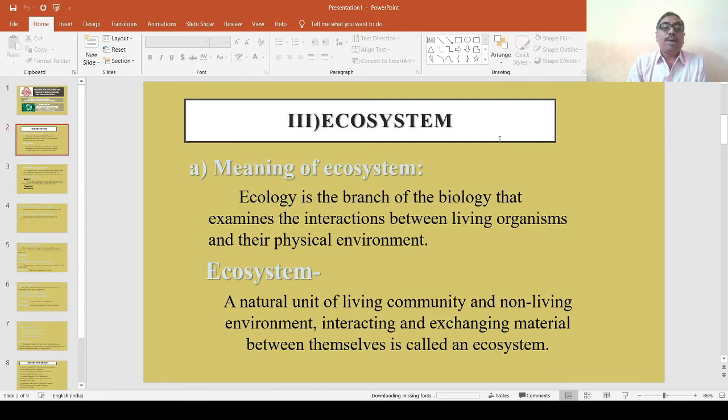The meaning of ecosystem is: ecology is the branch of biology that examines the interaction between living organisms and their physical environment. Then, the meaning of ecosystem is a natural unit of living community and a non-living environment interacting and exchanging material between themselves is called an ecosystem. In short, interaction between living and non-living things is an ecosystem.